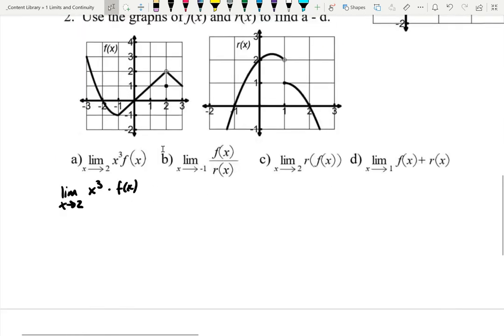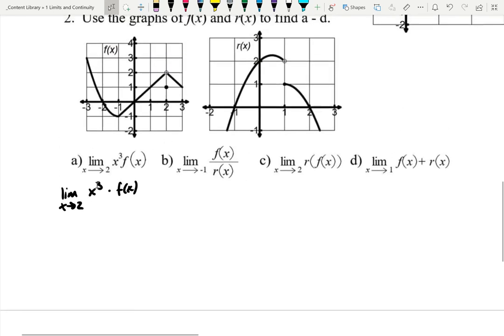So the reason I bring this up is because for a function like x cubed, I know x cubed is a nice function. It kind of goes like this. And so I know the limit as x approaches any value is simply going to be the value of the function. So I can just use direct substitution on x cubed. So I know that's going to be 8. Now, f of x has some weird things going on, so I need to look at it.